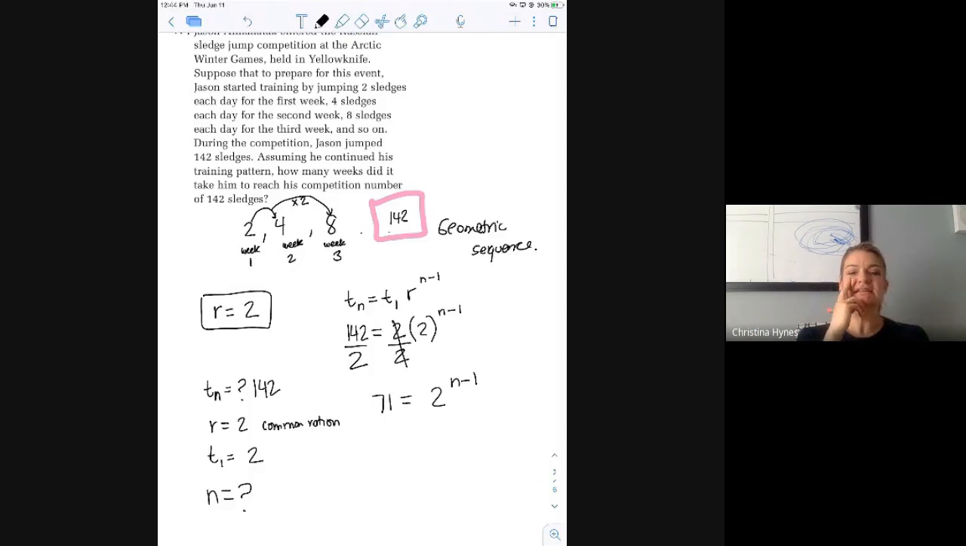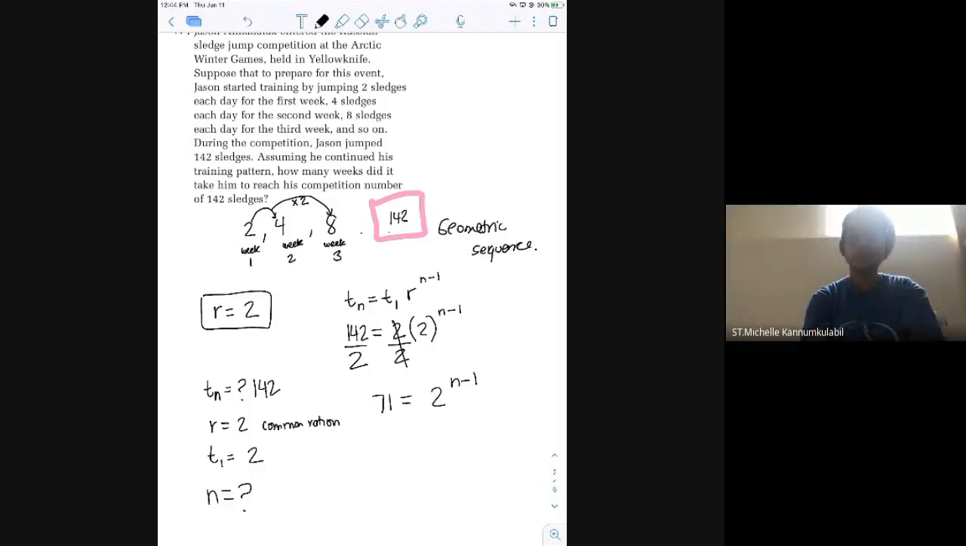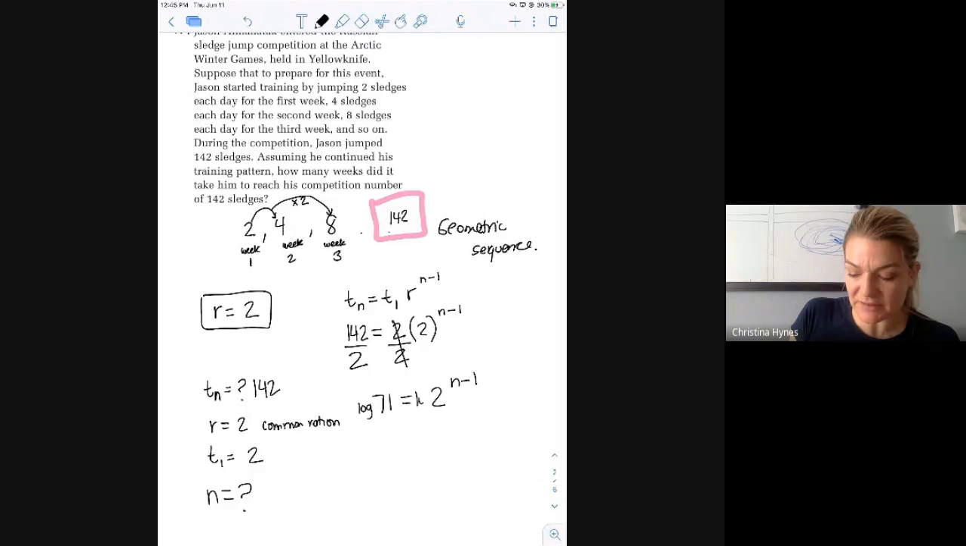Now we're going to do this nifty trick. This is something very new for you guys. You've never seen this before unless you've taken this course before. But you will see it next year for sure. If you're going to 30-2, 30-1, you're going to see this step occur. So what we do is, to solve for a power, we actually insert something called log. So a logarithm is kind of the opposite of an exponent.